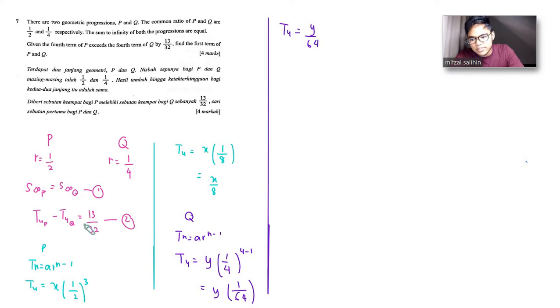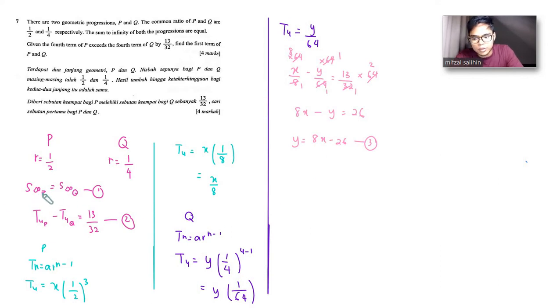Now we can input these values inside equation number 2 over here. T4 of P minus T4 of Q, which is x/8 minus y/64, is equivalent to 13/32. Now we can simplify everything. So here we'll get 8x minus y is equivalent to 26. Now what I'll do is make y as our subject. So y is equivalent to 8x minus 26. This is our third equation.